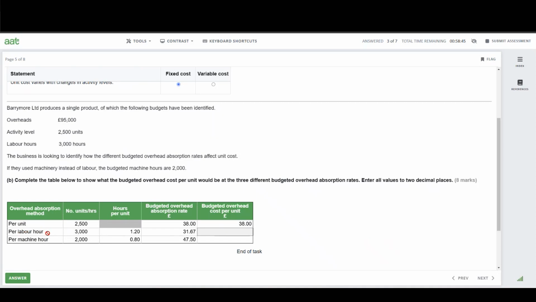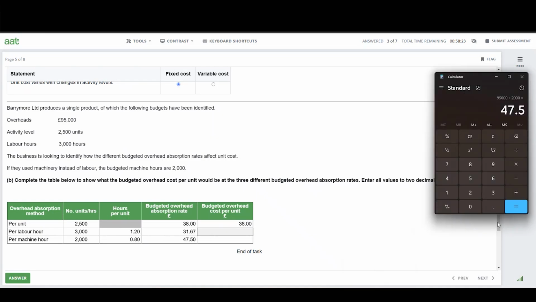On a per labour hour basis, it takes 1.2 hours to make 1 unit. So we would expect to absorb more than 1 hour's worth of overhead. So we need to multiply our overhead absorption rate by the number of hours it takes to make 1 unit. So it takes 1.2 hours to make 1 unit, and our overhead absorption rate per hour is 31.67.